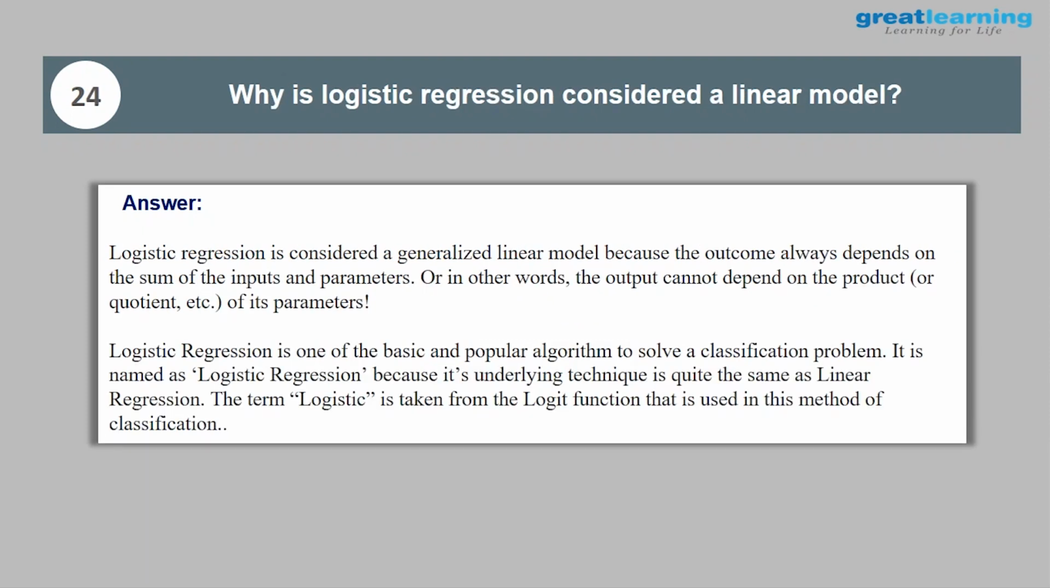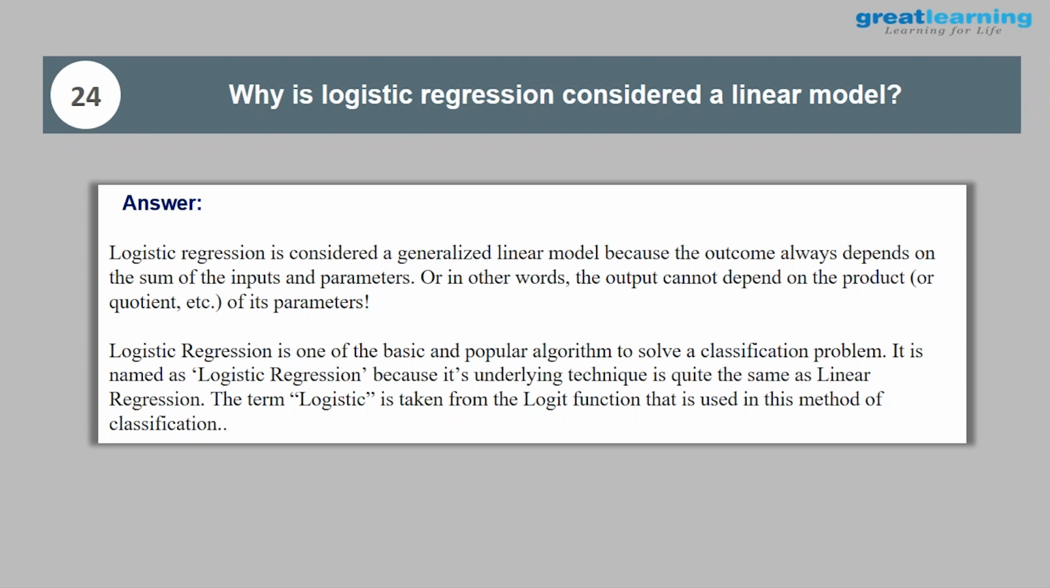Now let's have a look at why logistic regression is considered a linear model. Logistic regression is considered a generalized linear model because the outcome always depends on the sum of the inputs and parameters. In other words, the output cannot depend on the product or quotient, etc. of its parameters. Logistic regression is one of the basic and popular algorithms to solve classification problems. It is named logistic regression because its underlying technique is quite the same as linear regression. The term logistic is taken from the logit function that is used in the method of classification.